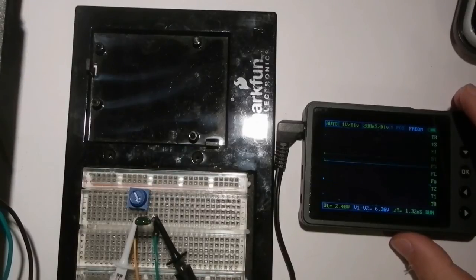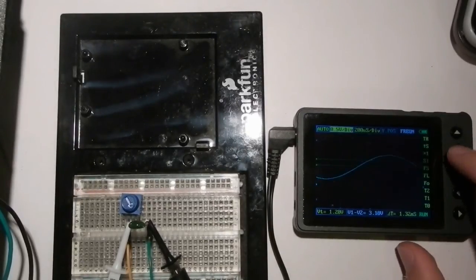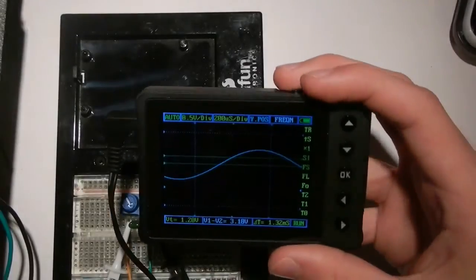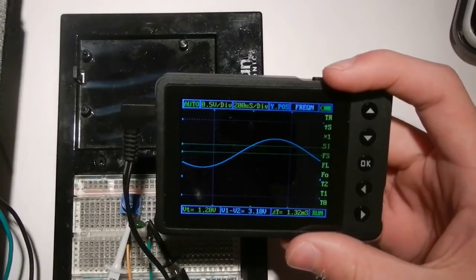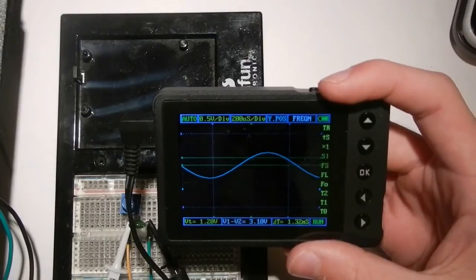I'm going to make sure that it's... There we go. Okay, so there is a sine wave. Now this is a low pass filter, so it blocks high frequencies.